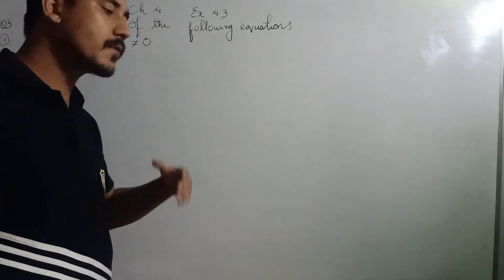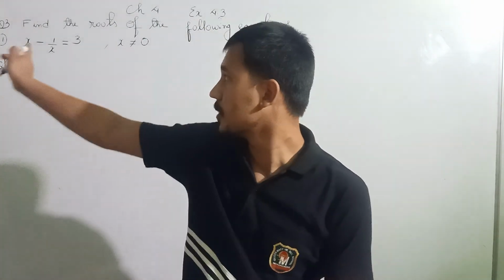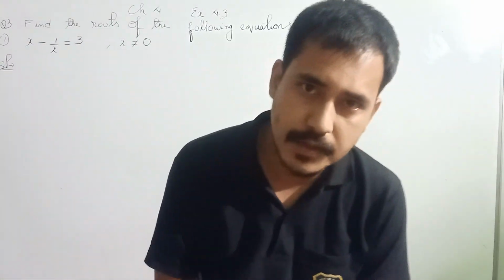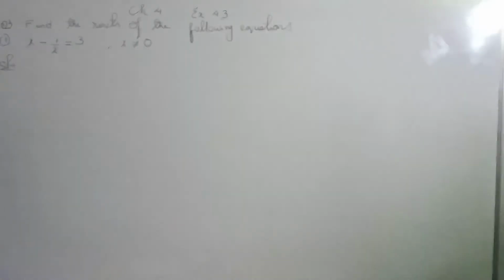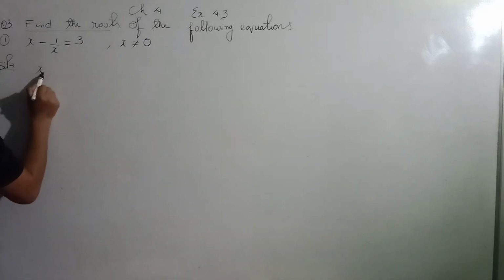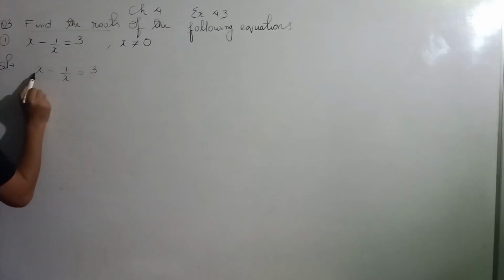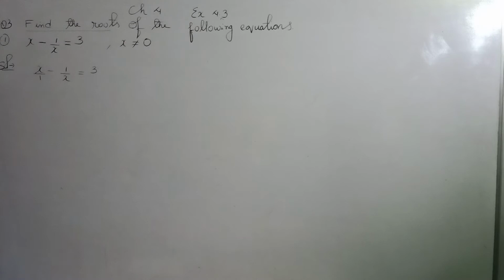First of all, we are going to reduce this equation to a quadratic equation, and by applying the quadratic formula, we will obtain the roots, because that's our objective. Find the roots of the following equations. So the given equation has to be reduced to quadratic form, and then we find the roots using the quadratic formula. So your given equation, x minus 1 by x is equal to 3.